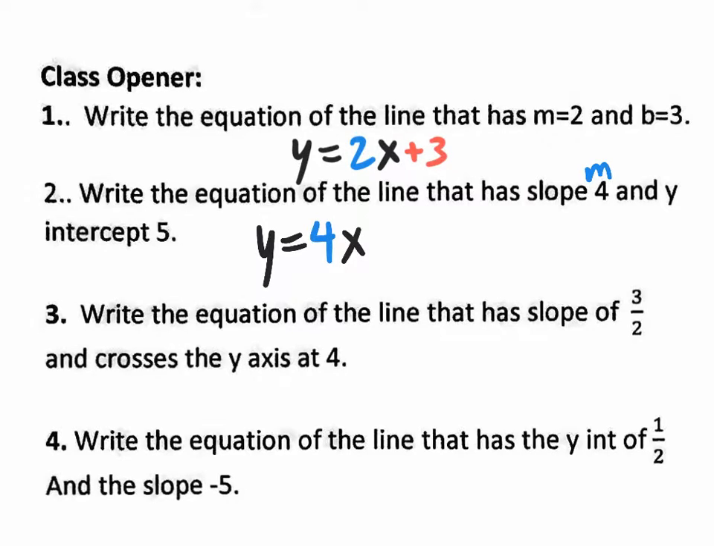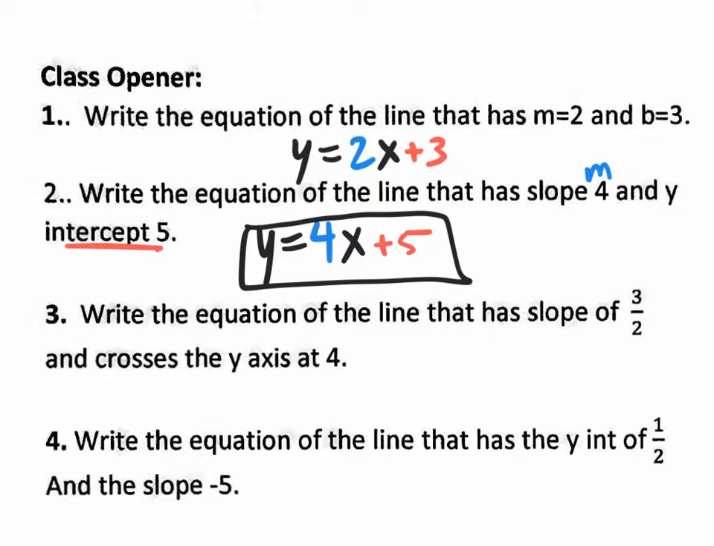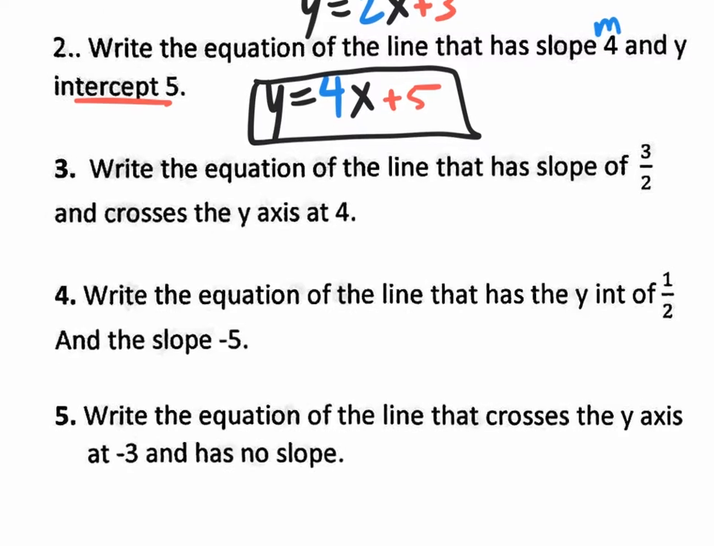The slope is always in front of x. And the y-intercept, that's the b value. So you put plus 5. So there's your answer, your equation in slope-intercept form. Y equals 4x plus 5. And that's what we're doing all day today. We're writing equations in slope-intercept form. Of course, it gets more fun.